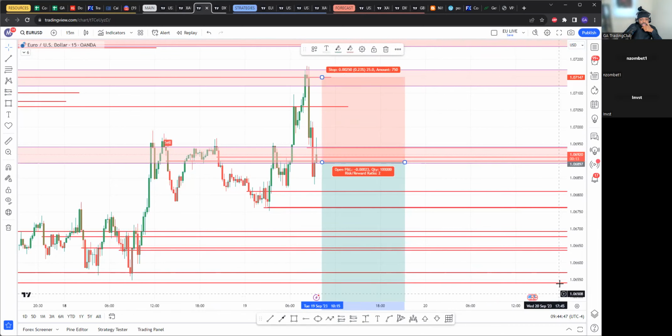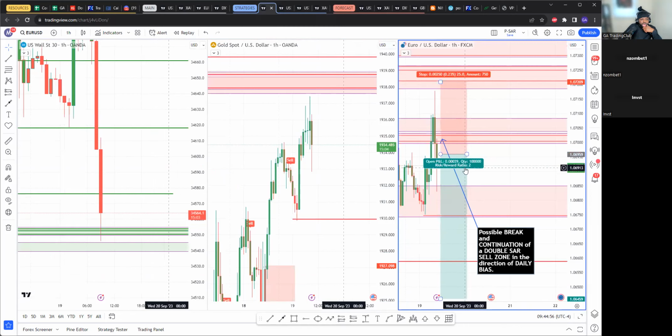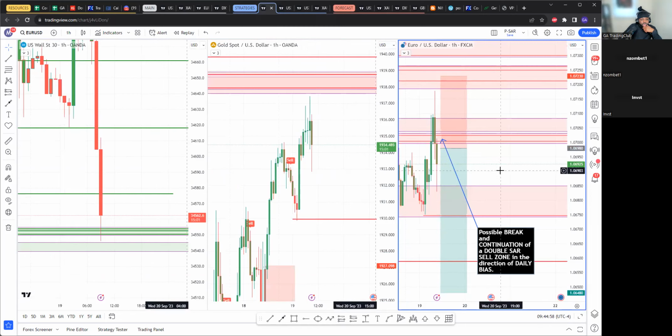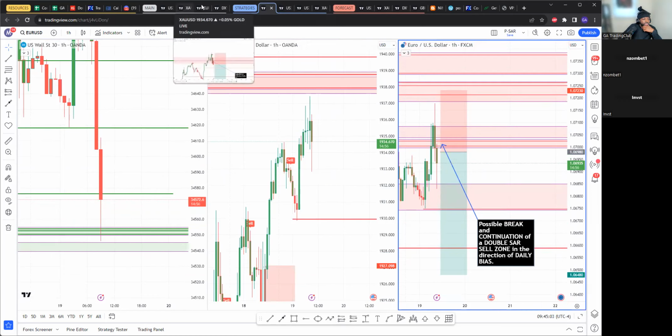But I'll hold off until 10 a.m. because price might push up on this one before pushing down. And if it pushes up on this one, it would line up. It will give me that nice entry I'm looking for right here. So for EU, I'd rather take it on the hourly, but the 15-minute already validated.